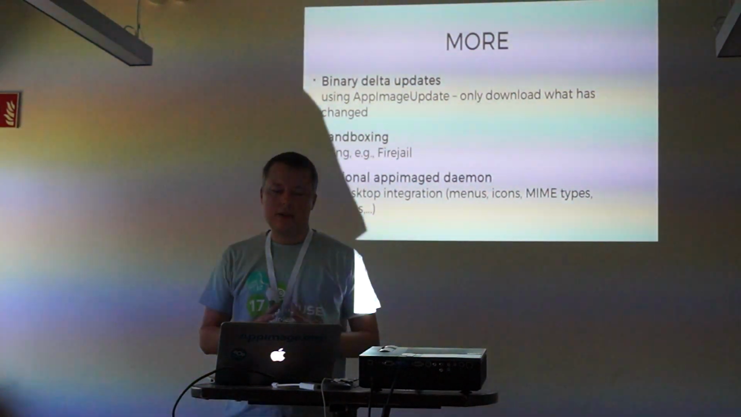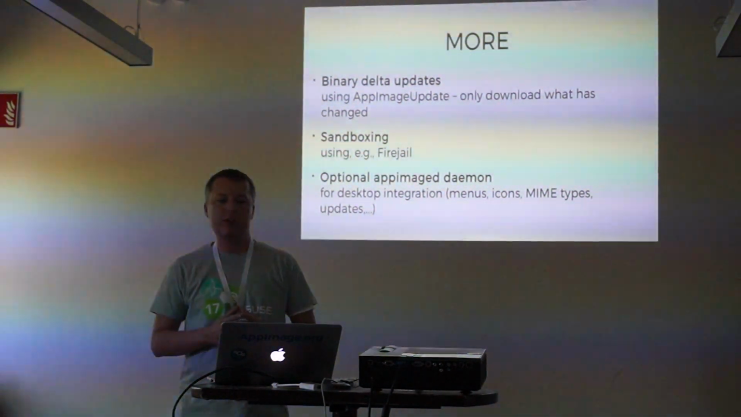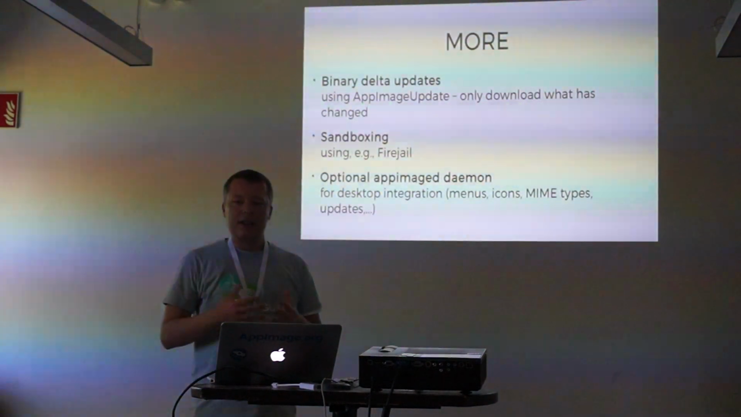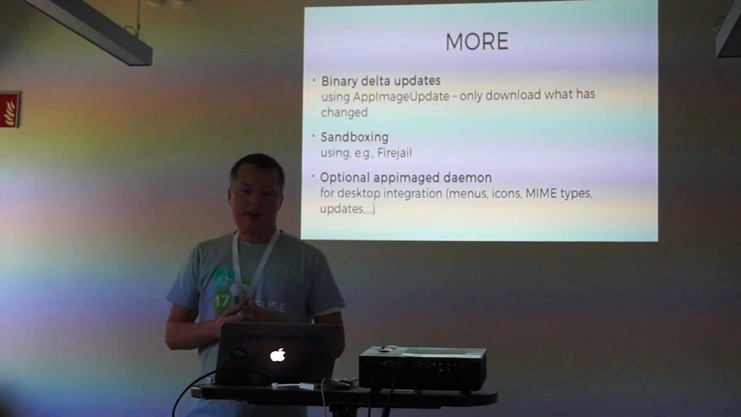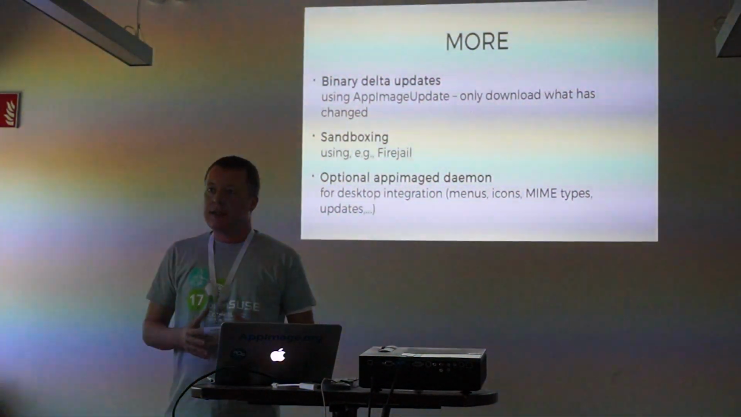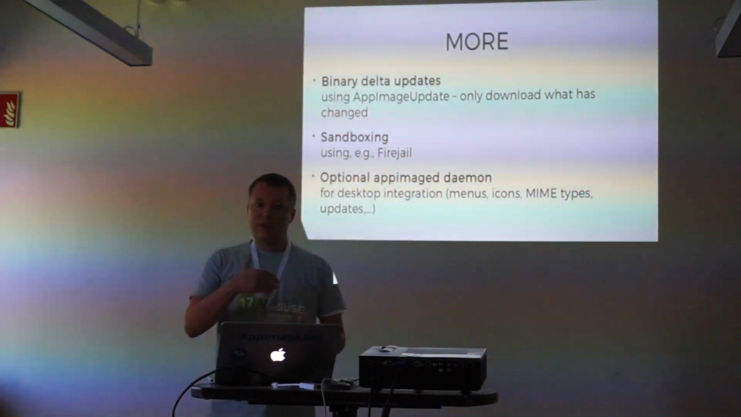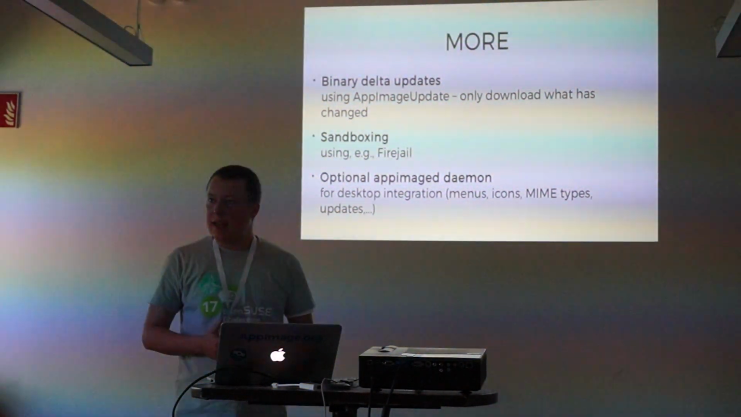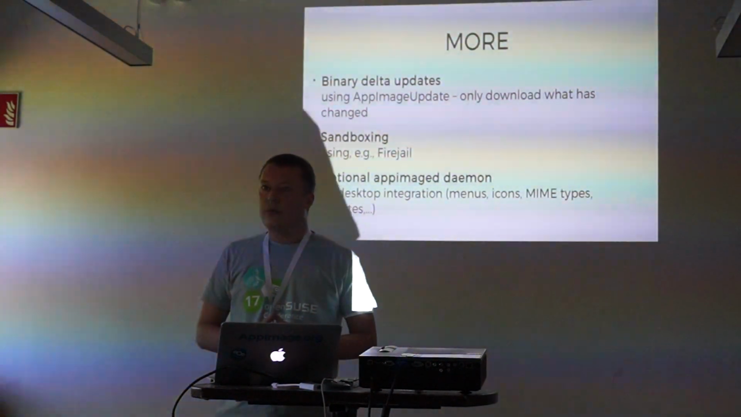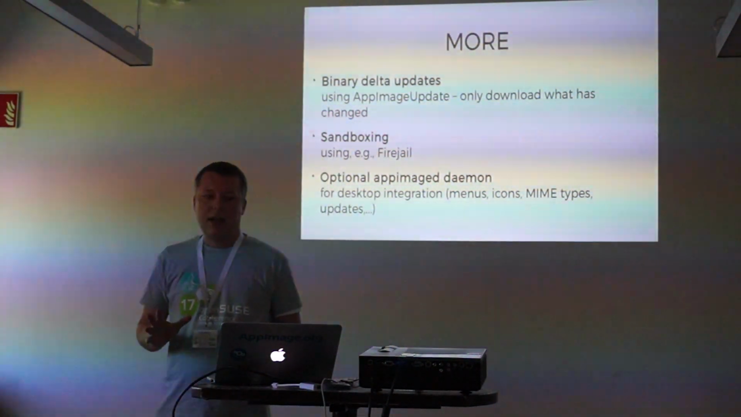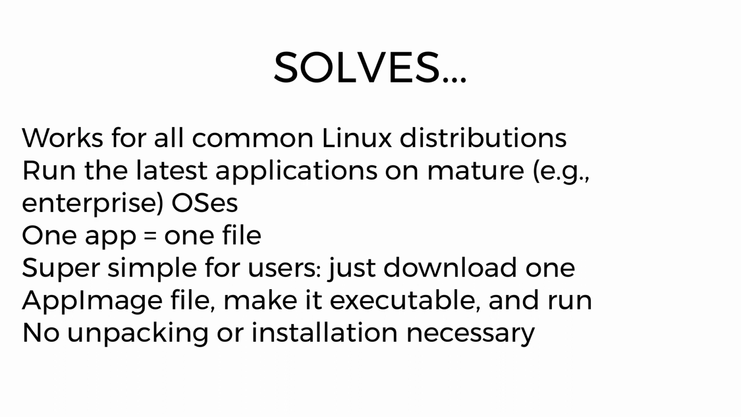Finally, there is an optional part called appimaged. This is a little daemon that runs all the time in the background and integrates any AppImage that you download into the menus, installs MIME types, icons, and so forth. But it's purely optional. Actually, on this machine that I'm running here, I don't even have it installed, just to make the point that to use an AppImage, all you do is download one file, set the executable bit, and run it. Everything else is purely optional.